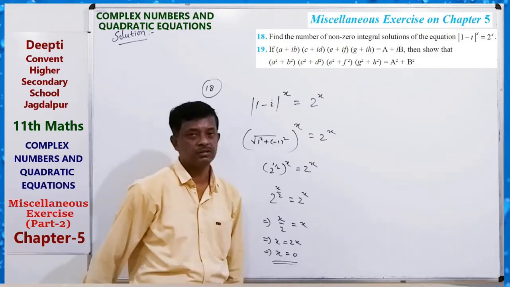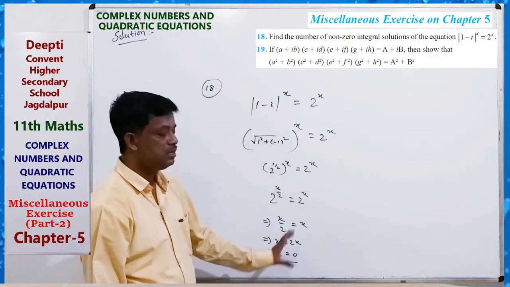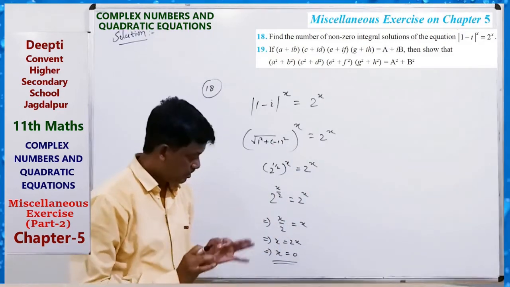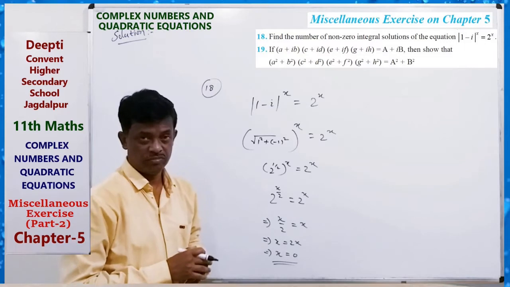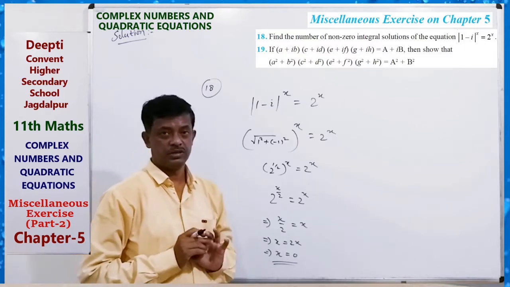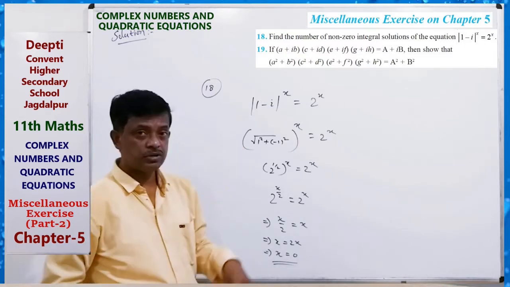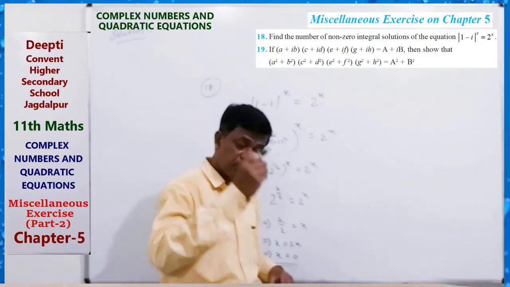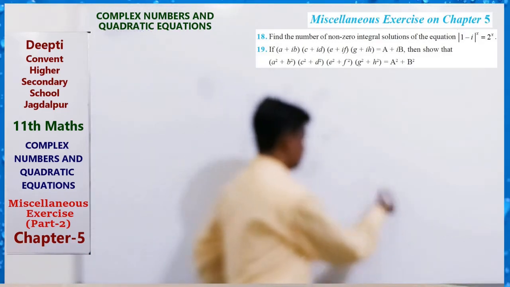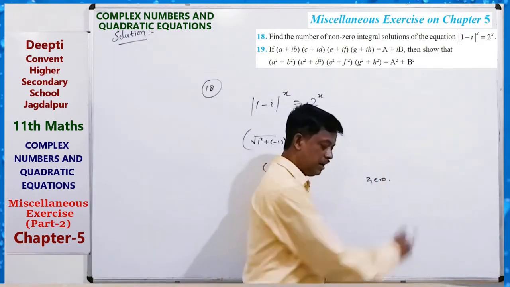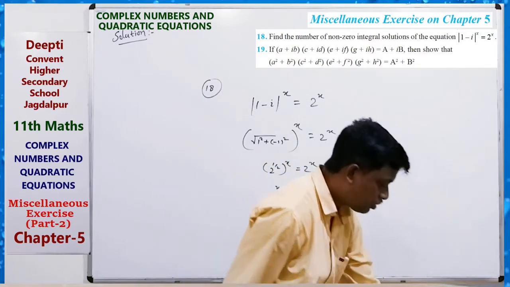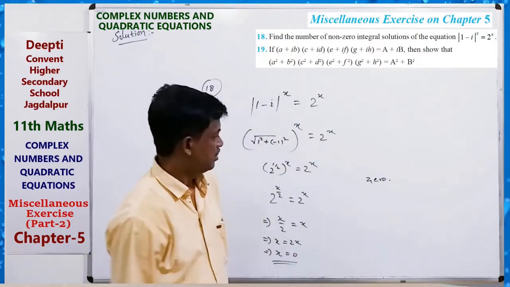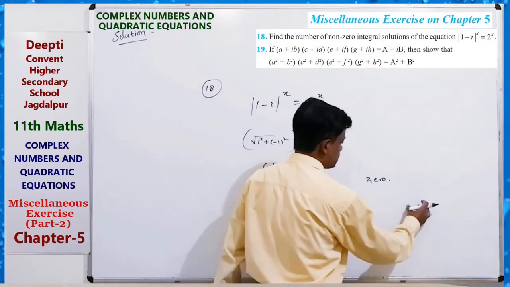There is no non-zero integral solution, because the only integral solution is 0. So the number of non-zero solutions is 0. Okay, that was 18.